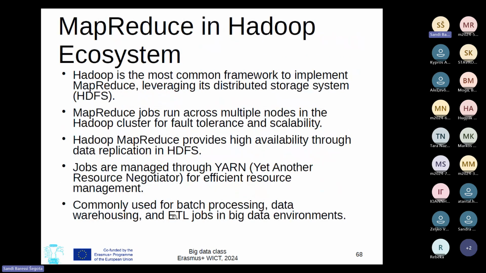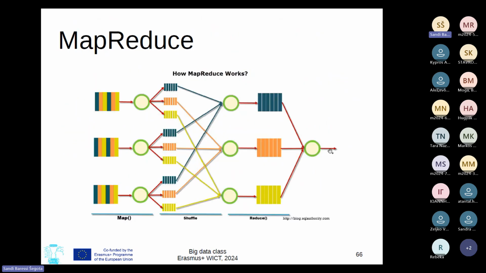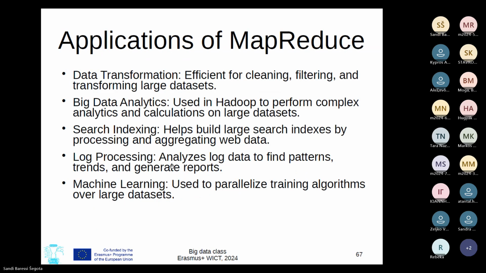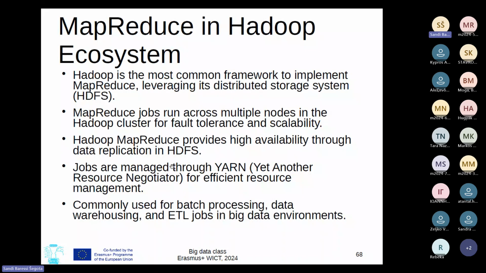This type of algorithm is usually used to perform ETL, so extract, transform, and load jobs. Because if you're loading something, if this end is a data warehouse, a table somewhere, you can easily do that transformation here on separate data parts. Just general batch processing and data warehousing.